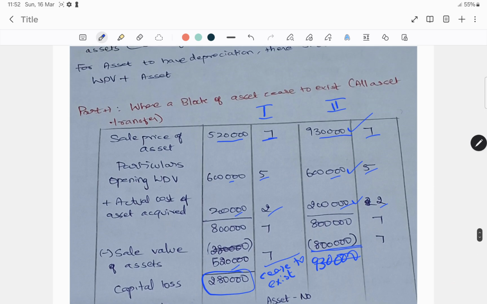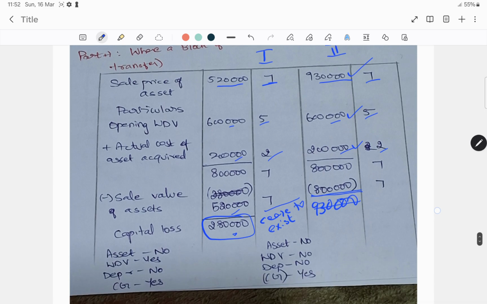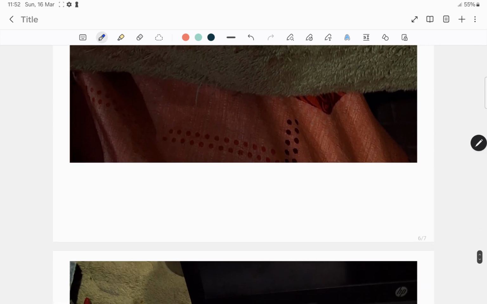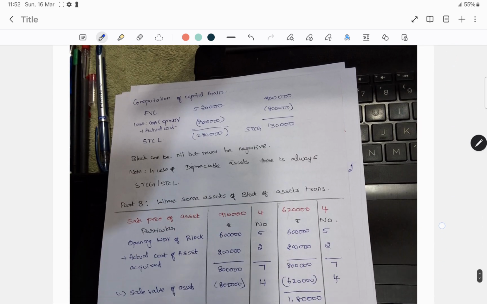Now for calculating depreciation, there should be both closing WDV and the asset should exist. Both conditions should be there. Here there is no asset, but WDV is there, yes. So depreciation cannot come because both should be there. So capital gains will come. Here the asset is not there, WDV is also not there, so depreciation will not come, capital gains will come. So how to calculate capital gains?